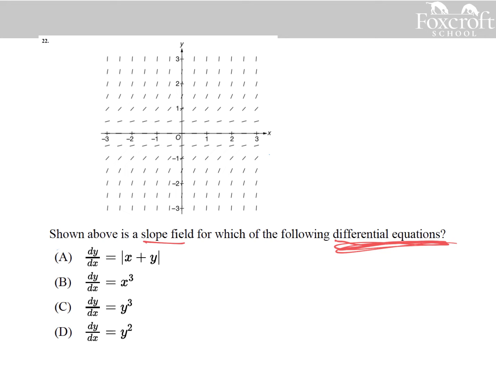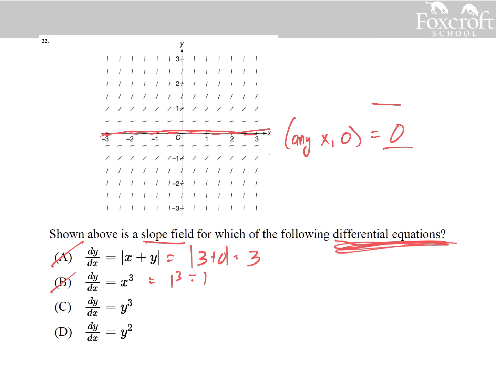Well, if we look at the pattern of this slope field, all of these are just straight 0. It doesn't matter what the x value is, any x value, and when y is 0, we should get 0 for the horizontal slope field. Well, for this one, I can make x 3, and I should get 3 and not 0, so a is out. For b, I can make, say, x 1 and cube it, and you get 1, which is also not 0, so b is out.